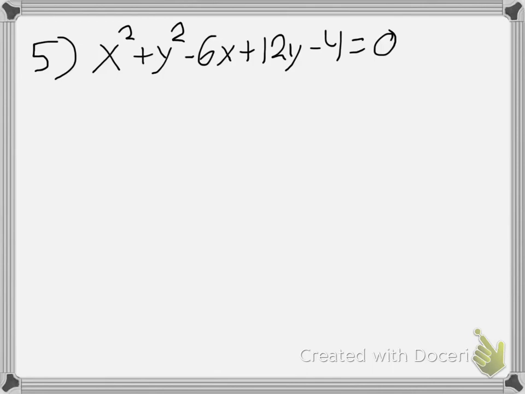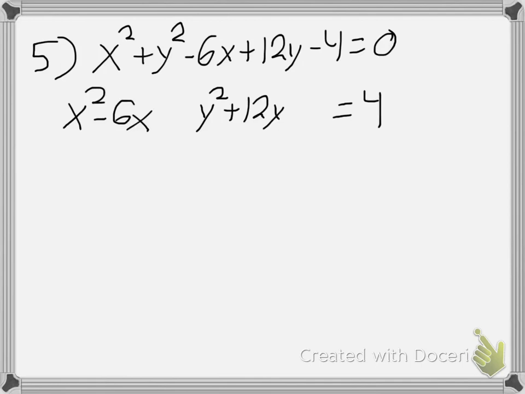Well, the first thing we're going to do is we're going to rewrite this so that we have x squared minus 6x. And then we'll skip a little space, and I have y squared plus 12y. And I'm going to move the 4 to the other side, so it's going to equal 4. Now, my b coefficient is negative 6.